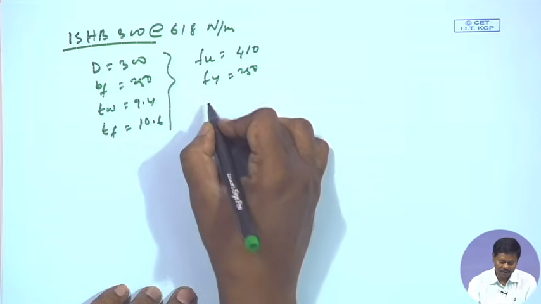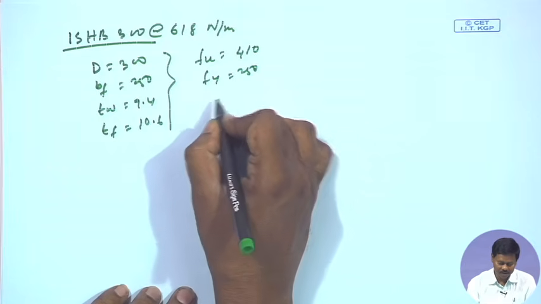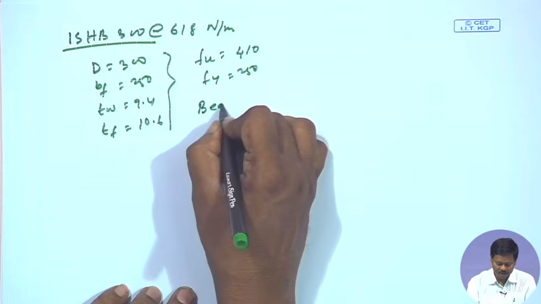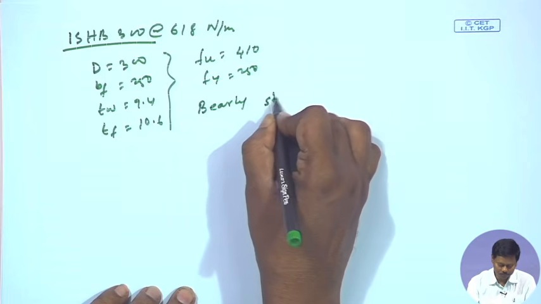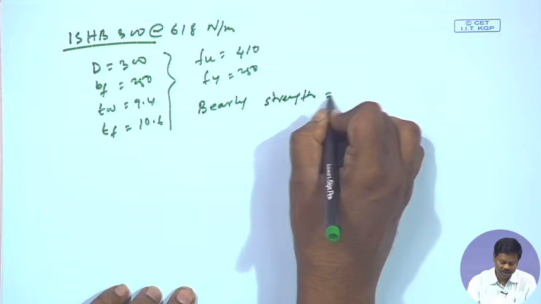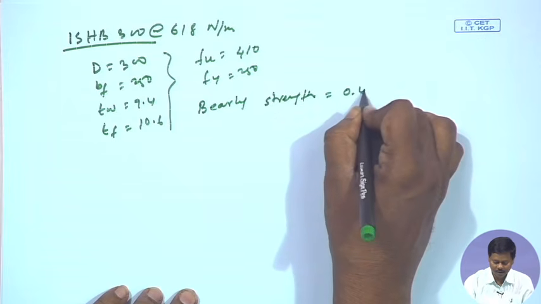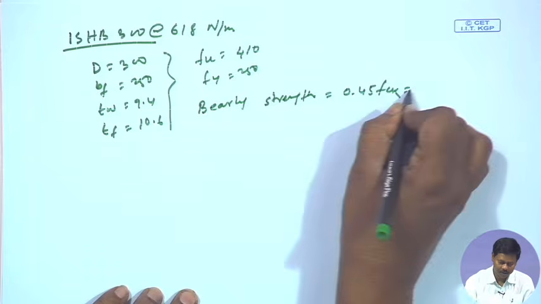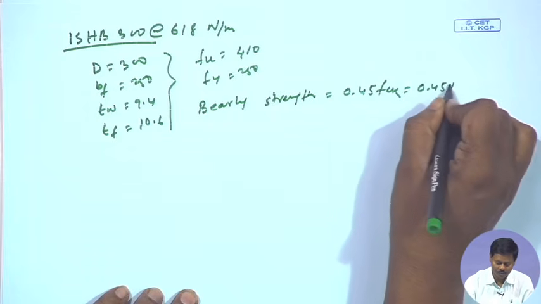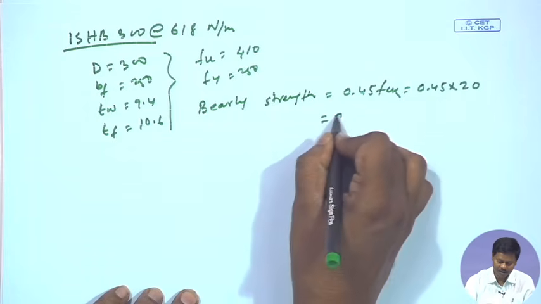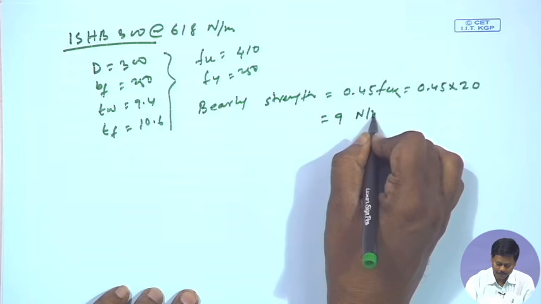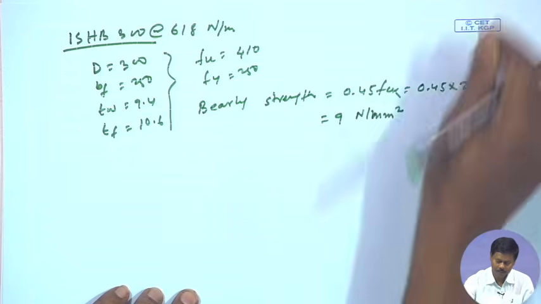And for M20 grade of concrete, the bearing strength we can consider as say 0.45 fck. That means 0.45 into 20, which is coming 9 Newton per millimeter square, right. So, bearing strength we can find out as 9 Newton per millimeter square. So, now we can find out the required area of the base plate.